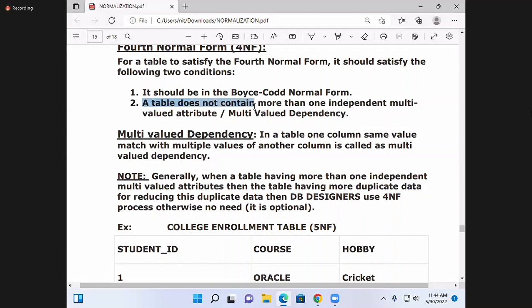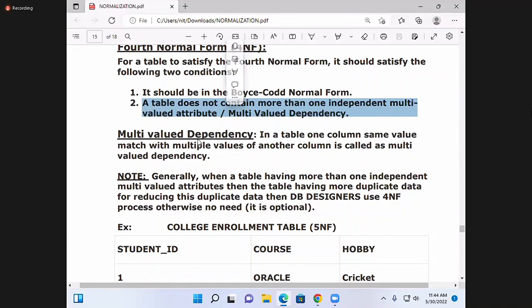A table does not contain more than one independent multi-valued attribute. Observe carefully: your table should not contain more than one independent multi-valued attribute. Attribute means column. That should not be there like this. If it is there, then I need to decompose. That means split your table into multiple tables.